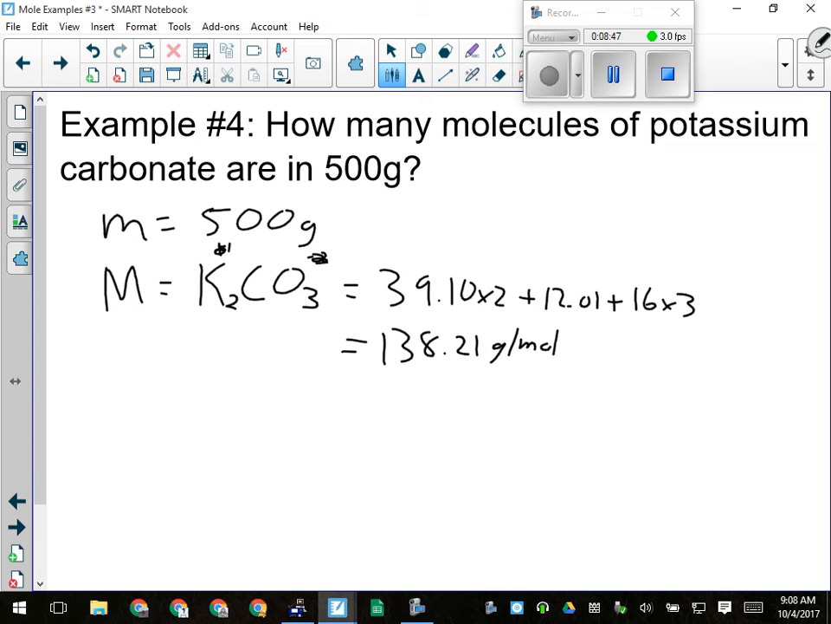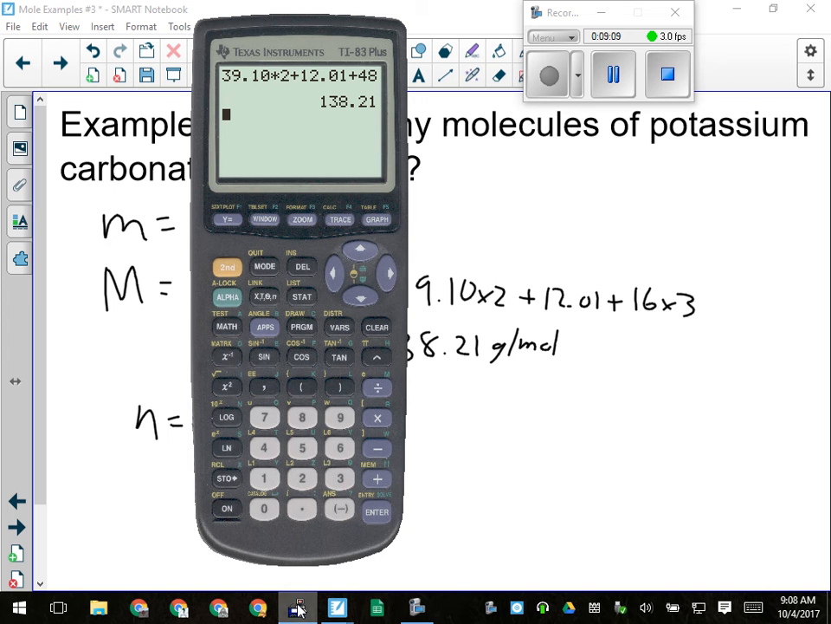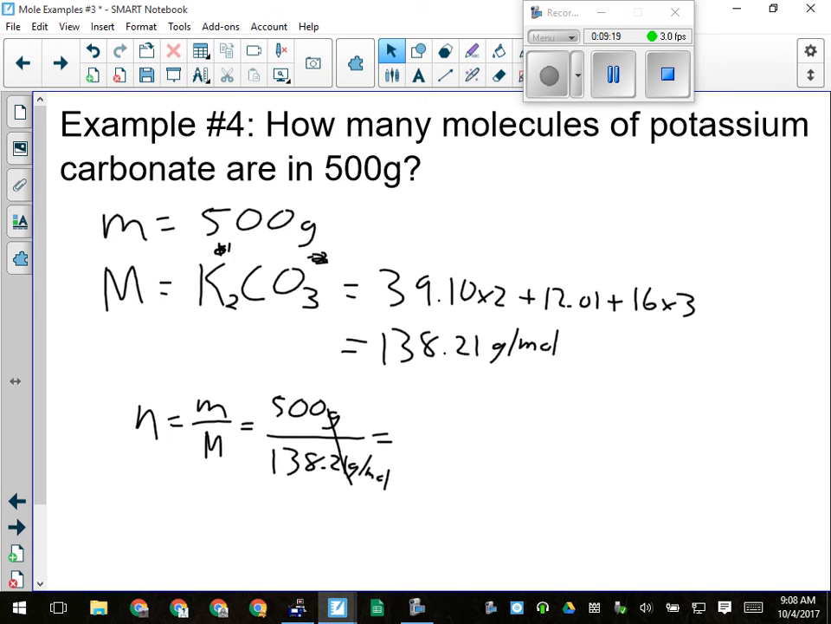All right, so that's what we got there. Now I need to calculate what? What can I calculate with these 2 numbers here? N, all right, the number of moles. Okay, so N equals little m over big M, so that'll be 500 grams, the mass they gave me, divided by the molar mass I just calculated, 138.21 grams per mole. Okay, the grams will cancel. I'll be left with moles. So I have 3.617, I'm just going to write 3.62, but I'm going to keep all of those moles.